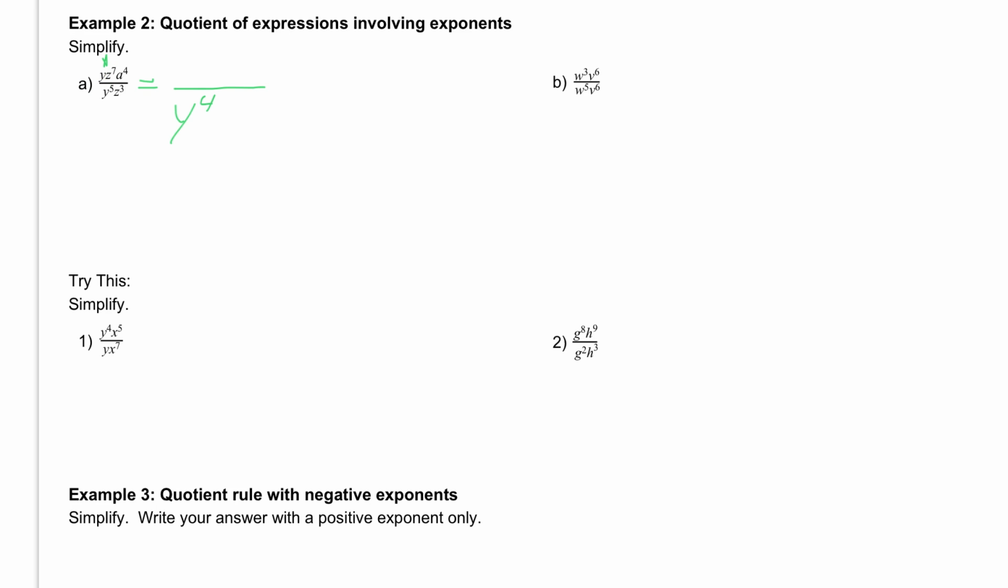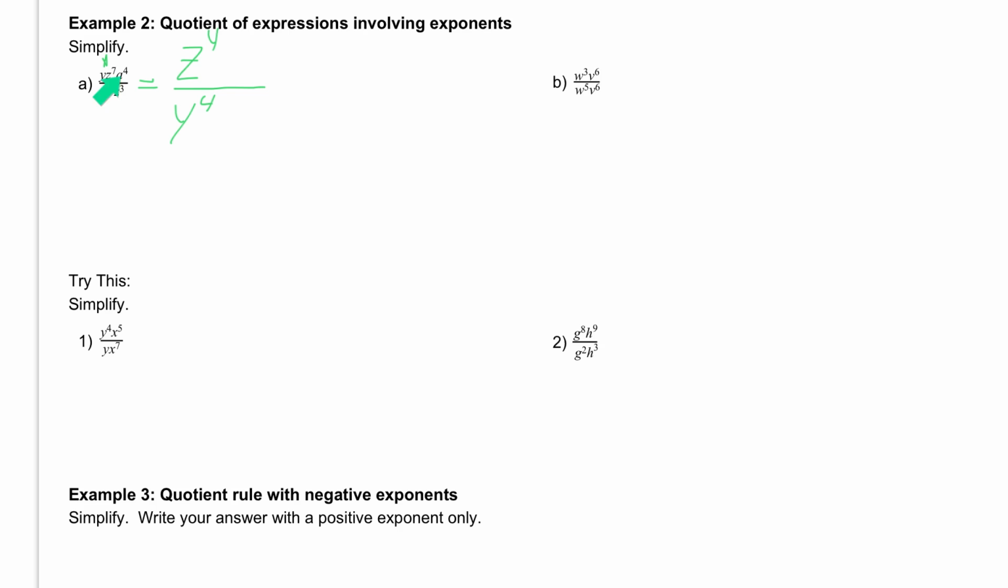Then I'm going to go and look at my z's. I have a z to the 7th on the top and a z to the 3rd on the bottom. Well, 7 is bigger than 3, so my z's will end up on the top. And then to figure out what the exponent is, I take 7 minus 3, and it leaves me with 4 z's left over on the top.